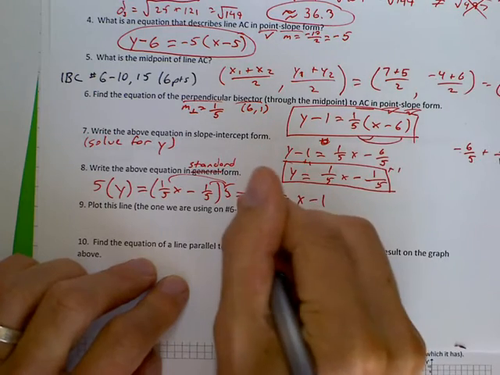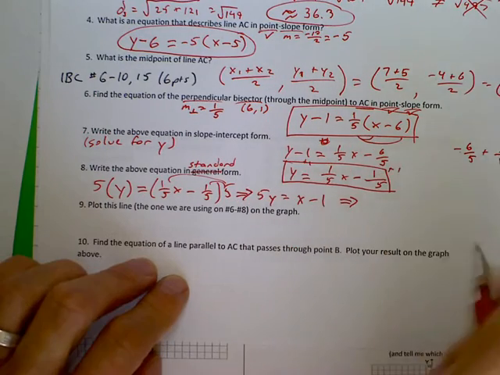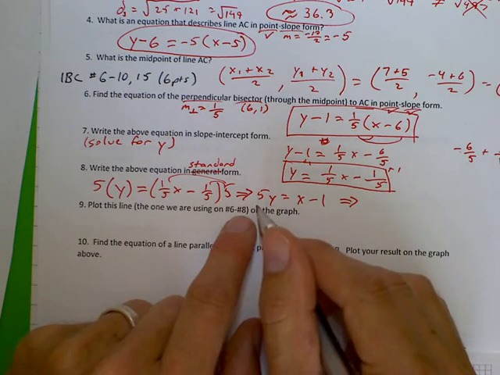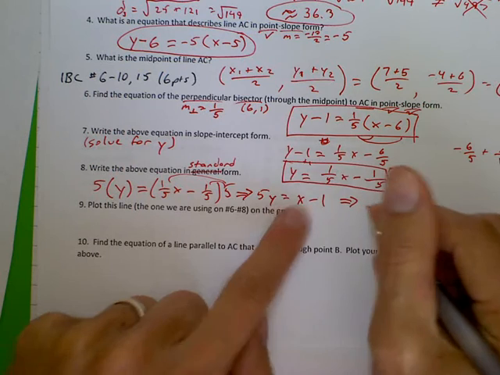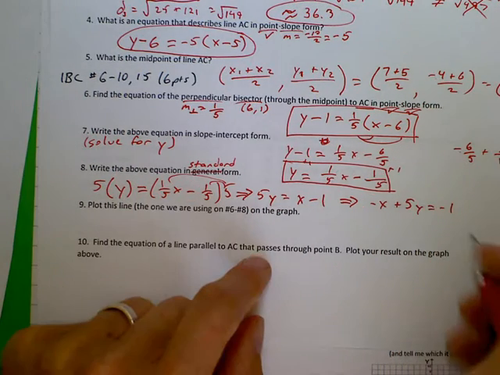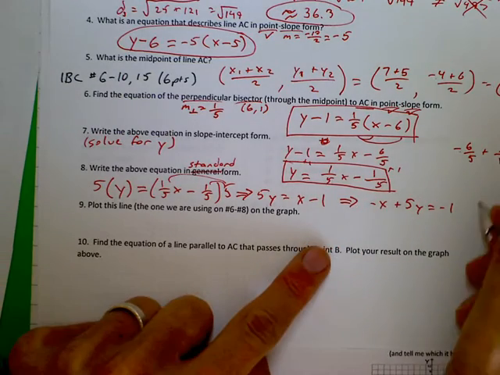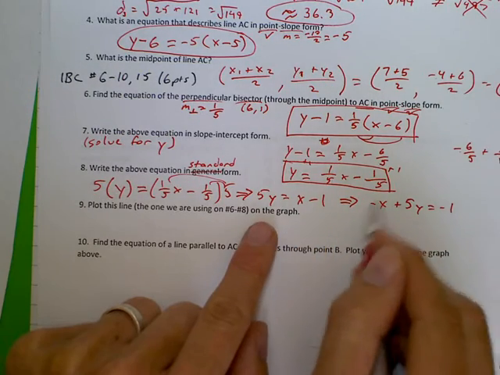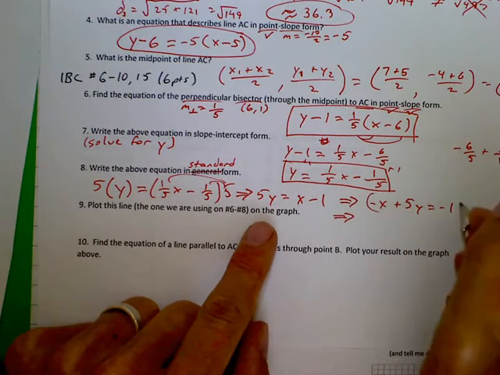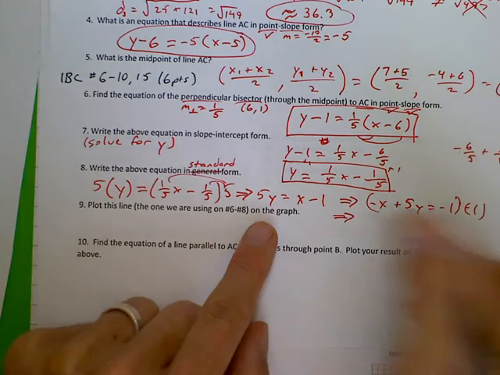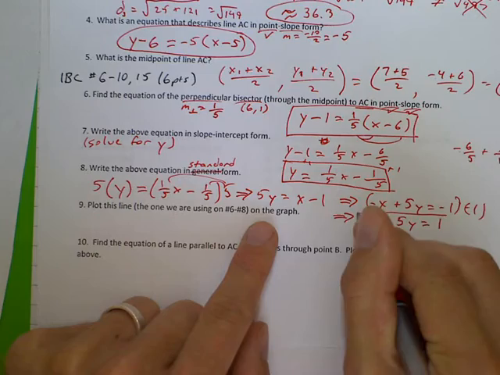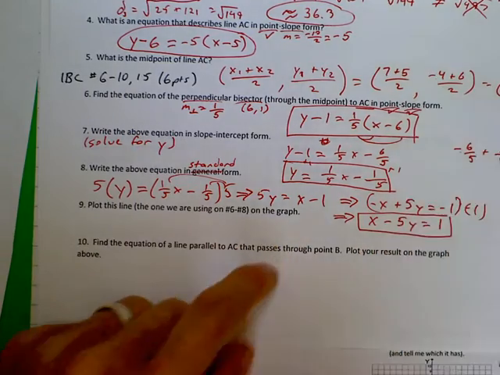Now I'm almost there. Next step, I need to move the x onto the left-hand side. So I would subtract x. That's going to give me negative x plus 5y equals negative 1. And then I want to change all the signs so that I have a positive a value. So last thing I'm going to do, multiply through by a negative 1. That'll make it a positive x minus 5y equals positive 1. That is standard form.